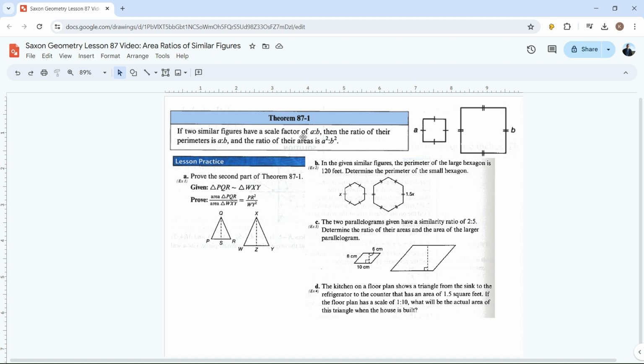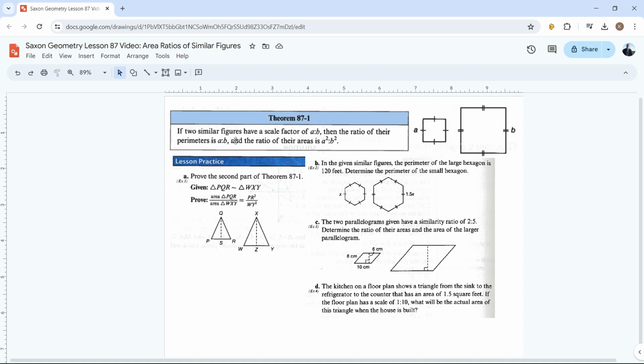Now, I really strongly prefer to show ratios like this as a divided by b because we can actually do that math and divide one side by the other side. Then the ratio of the perimeters is a divided by b. The same scale factor. We already learned in a previous lesson that the scale factors of the sides of similar figures are the same as the scale factors of the perimeters.